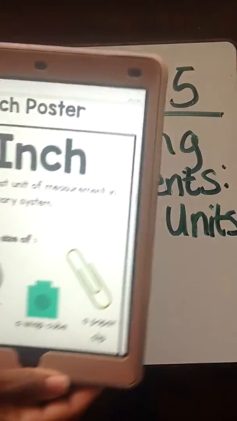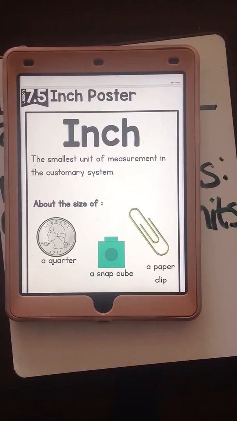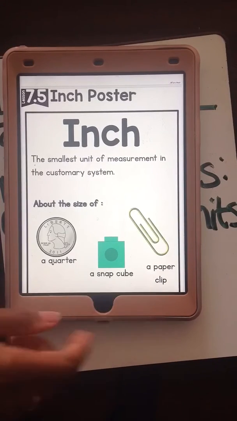The first customary unit that we learned is the inch. We know that the inch is the smallest unit of measurement in the customary system. It's about the size of a quarter, the size of a snap cube, or the size of a paper clip.